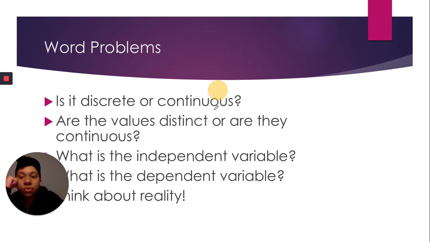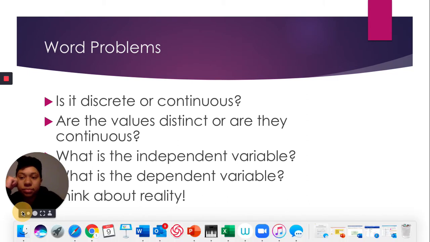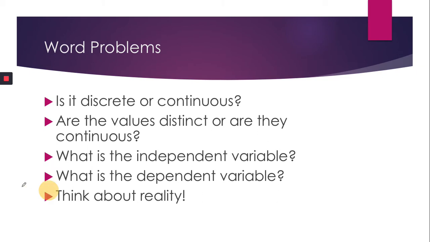So what about if we had word problems? Here are some questions to ask yourself. Is the word problem describing something discrete or continuous? To know if it's discrete, are the values distinct? Would you only have 1, 2, 3, or a whole number of something, or even an irrational number of something, but you have distinct values? Or could it be 1, 1.1, 1.2, 1.3, anything in between certain values? It will tell you if it's continuous. What is the independent variable? What is the dependent variable? And think about reality. That is a big thing.